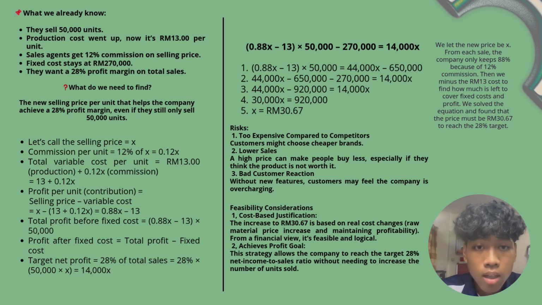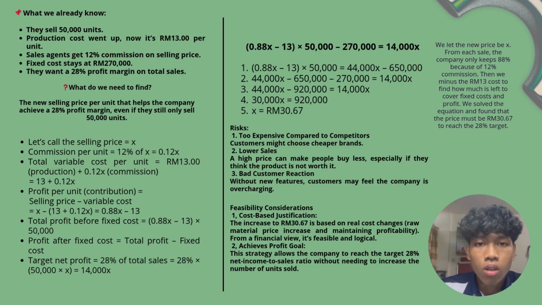So let's call the selling price X. Commission per unit 12% of X equals 0.12X. Total variable cost per unit is RM30 production plus 0.12X commission. So our new equation is 30 plus 0.12X. Profit per unit contribution equals selling price minus variable cost. So we get X minus (30 plus 0.12X), which equals 0.88X minus 30.